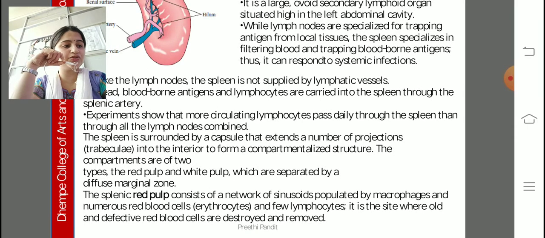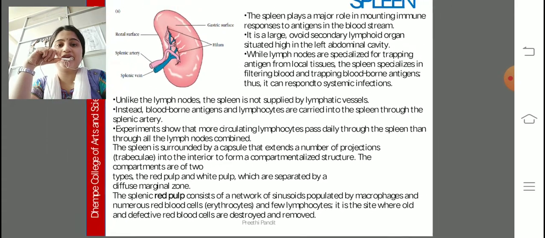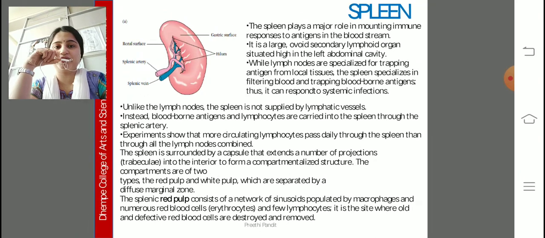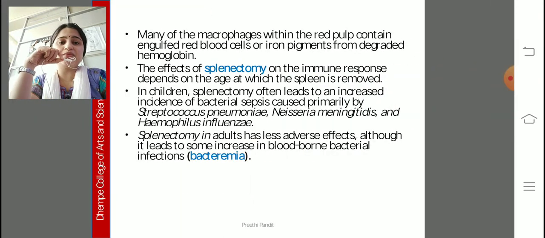What are sinusoids? They are low pressure vascular channels that receive blood, and they are also populated by macrophages and erythrocytes, which are the RBCs, and very few lymphocytes. This is a site where the old defective red blood cells are destroyed and removed to make space for new ones. Many of the macrophages within the red pulp contain engulfed red blood cells or iron pigments from the degraded hemoglobin.